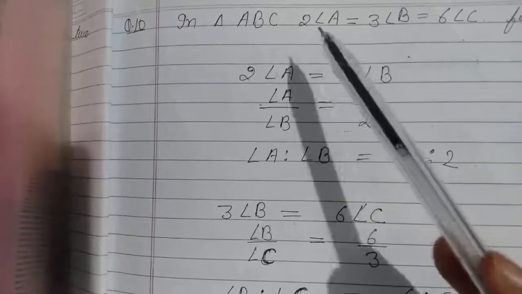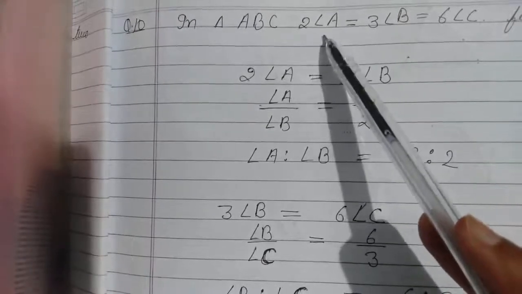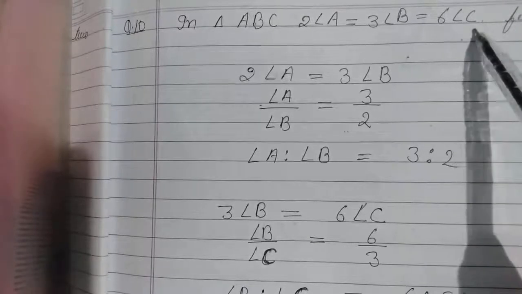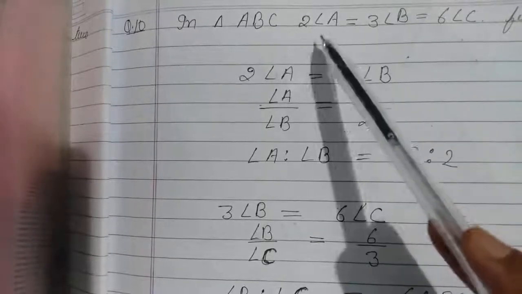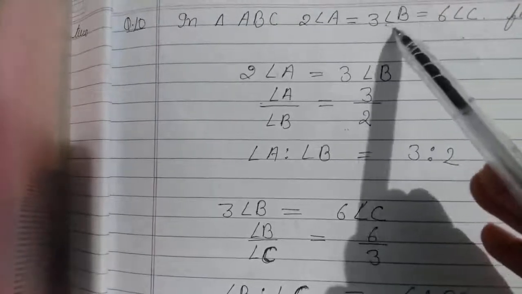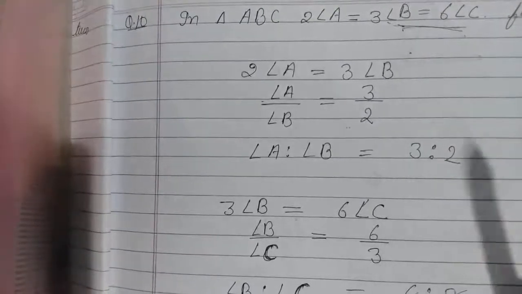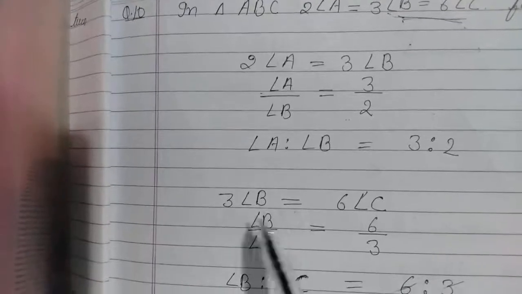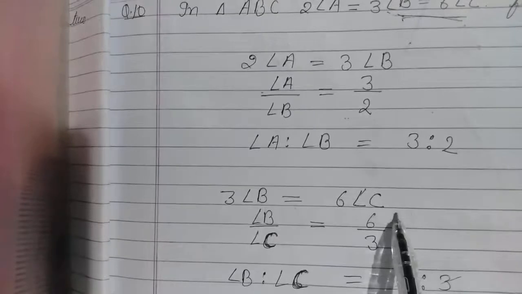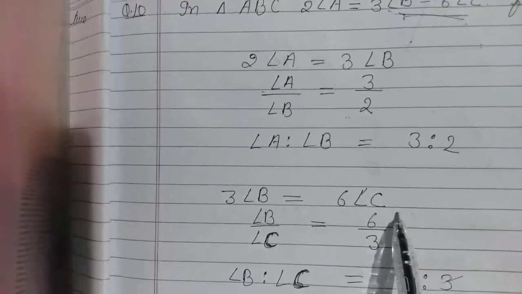Again we will consider 3 angle B is equal to 6 angle C. Before, we considered these two terms. Okay, but now we are considering these two terms. Okay, now see, 3 angle B is equal to 6 angle C. Again we will follow the same process.